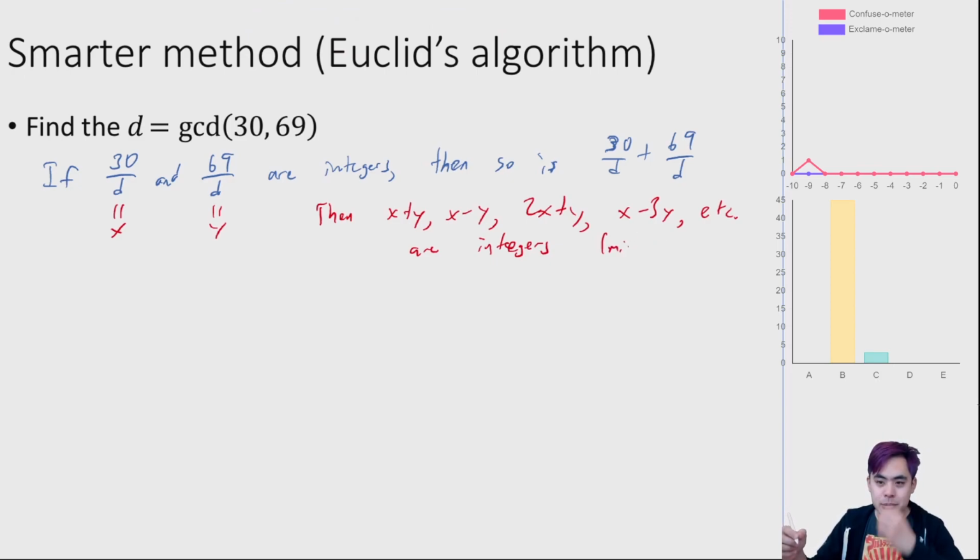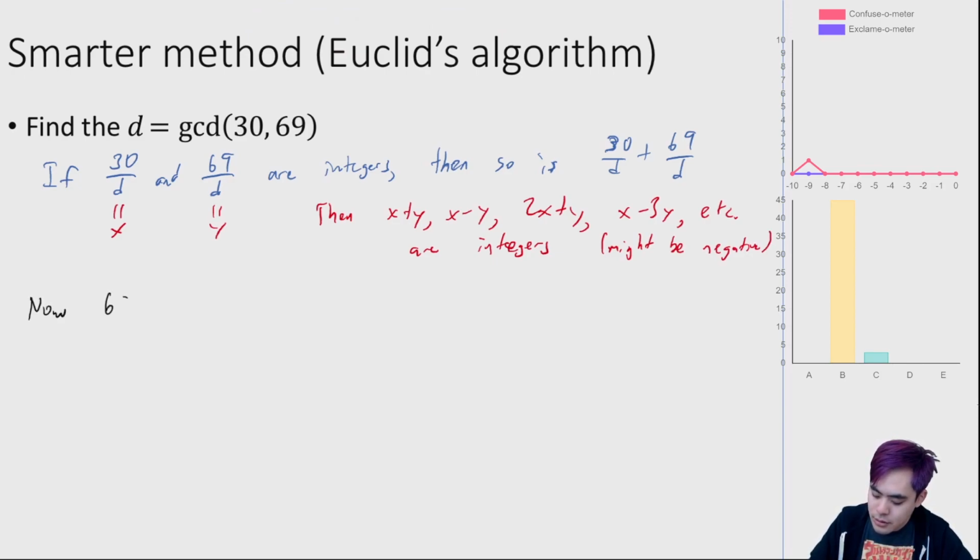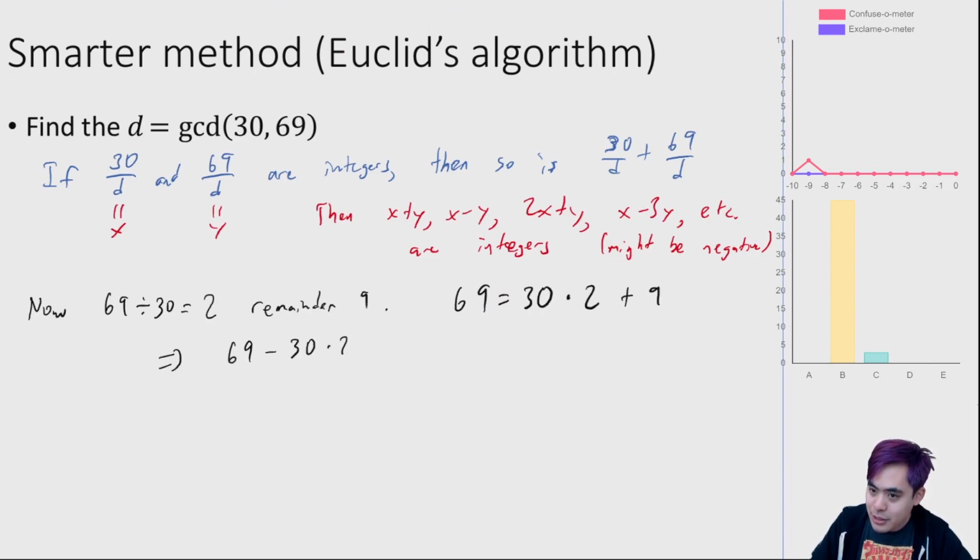So we know this fact about them, and now notice 69 divided by 30 is equal to 2 remainder 9. So that's equivalent. We can say 69 is equal to 30 times 2 plus 9. So that implies that 69 minus 30 times 2 is equal to 9. But we know if we divide both sides by d now, 69 divided by d minus 30 divided by d times 2 is equal to 9 divided by d.